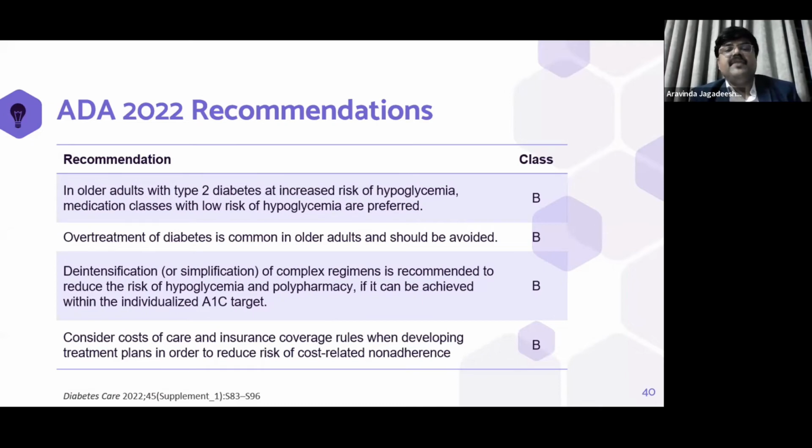De-intensification or simplification of a complex regimen is recommended to reduce the risk of hypoglycemia and polypharmacy if it can be achieved with the individualized A1C target. Consider costs of care and insurance coverage rules when developing treatment plans in order to reduce the risk of cost-related non-adherence.